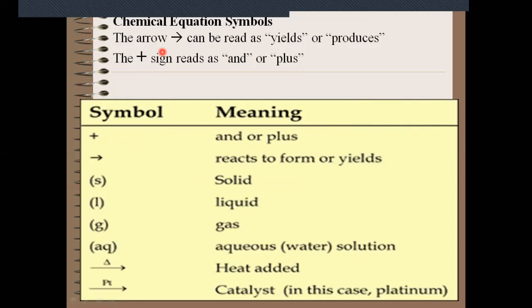A chemical equation is represented by an arrow. An arrow can be read as yields or produces, and it also shows the direction of a chemical reaction. That reaction proceeds from left to right side, or from reactant side to product side. The plus sign is read as and or plus, and it is used to separate reactants from each other and products from each other. When more than one reactant is present in a chemical reaction, or more than one product is present, then we use the plus sign.